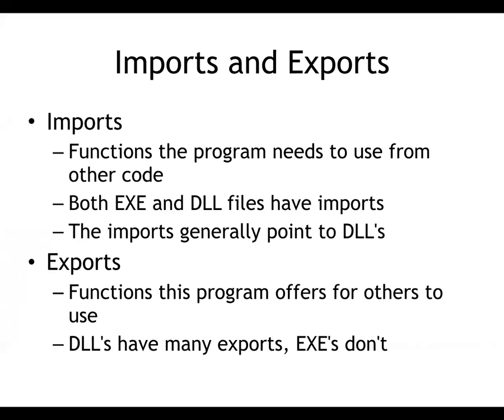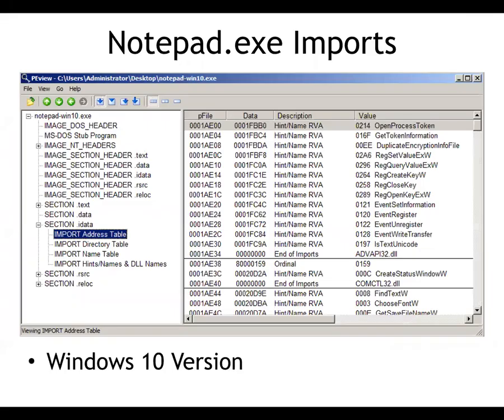But DLLs have many exports. They have a whole bunch of functions in a big library, and other applications just want to use 1 or 2 of those. And you have many ways to enter it. So here's Notepad's imports. It uses all these other things like registry set value, and IsTextUnicode, and create a window, and so on. Everything it does is by calling all these API calls. And here's the list of them on the import table.